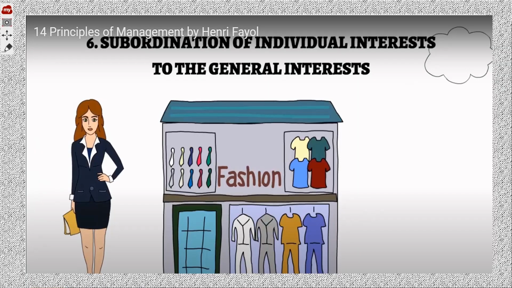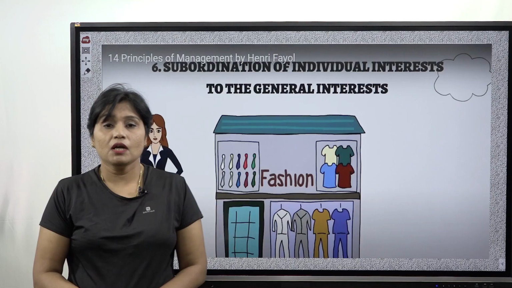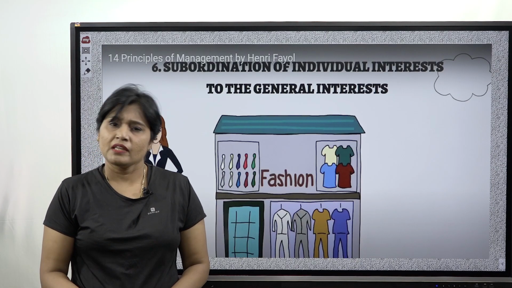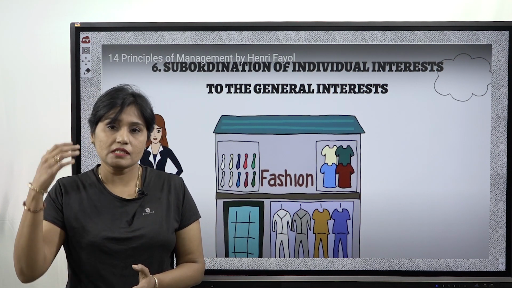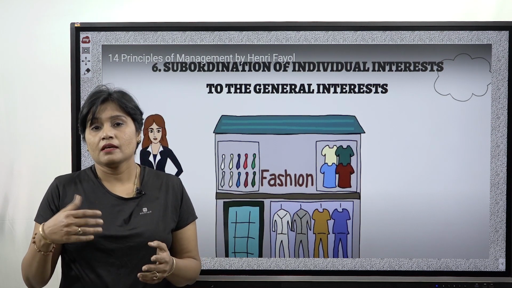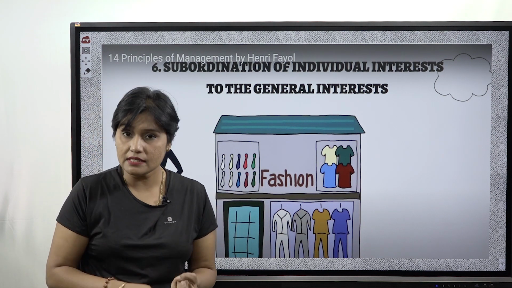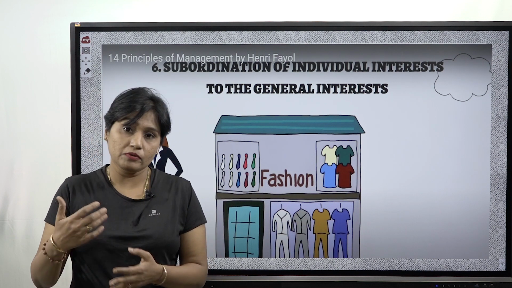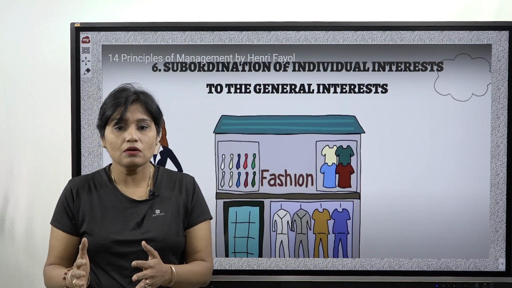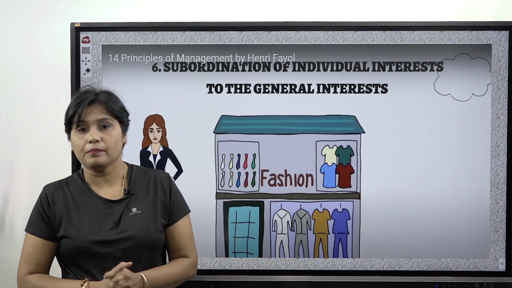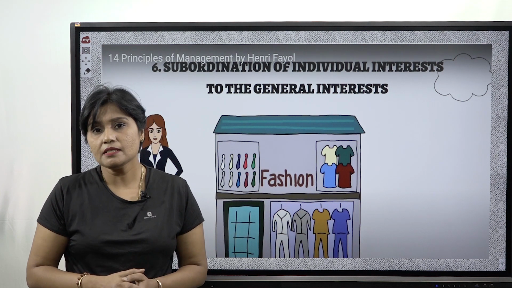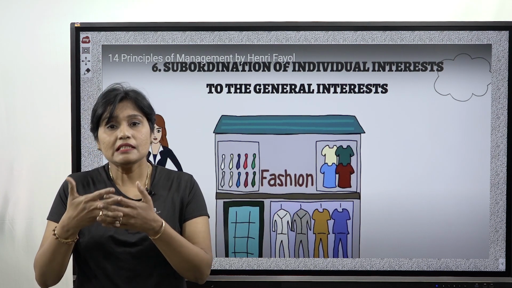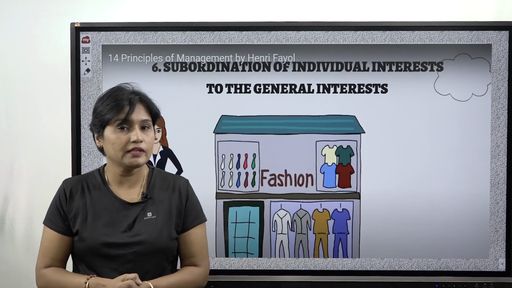Now we have here subordination of individual interest to general interest. Now, what do you mean by individual interest? Every employee, when they are working in a company, will have some personal interest related to the organization. Example, maybe they want a hike in the salary, or they want promotions, or promotions plus transfers. So, these are all the individual interests of any employee. Now, what are general interests? General interest means an employee must work in a team for the growth and development of the company.